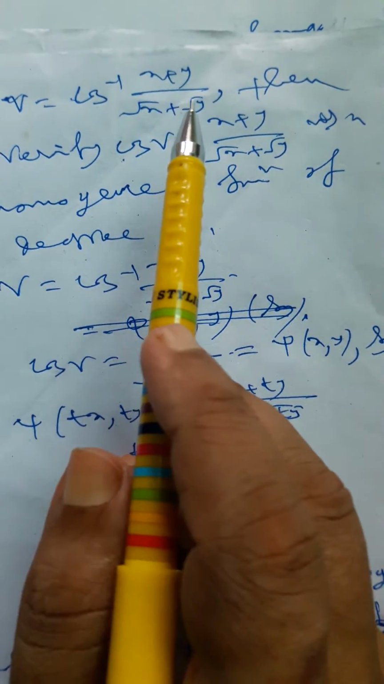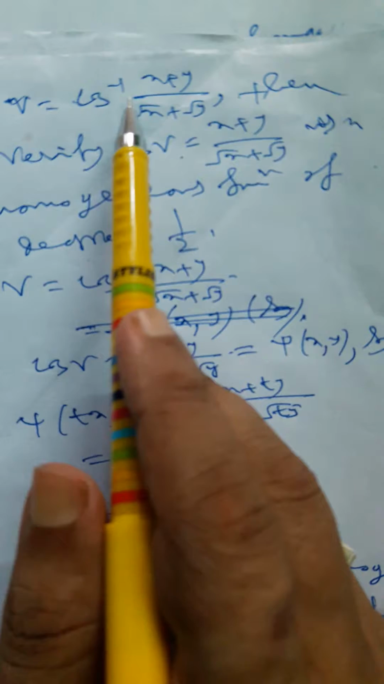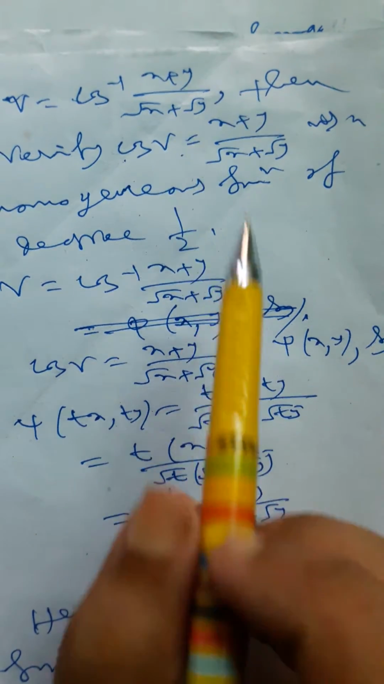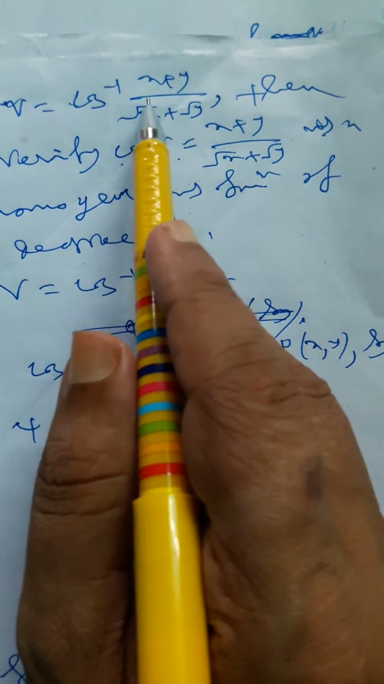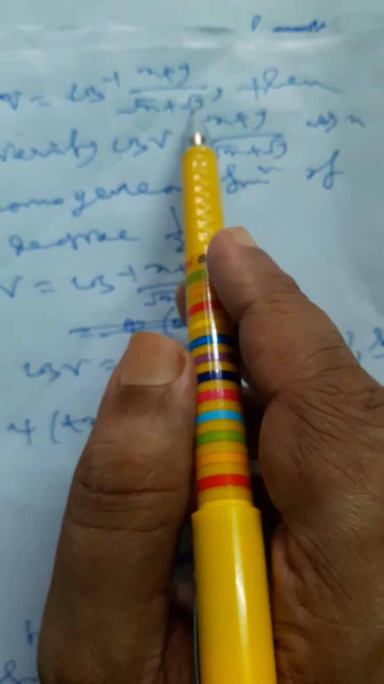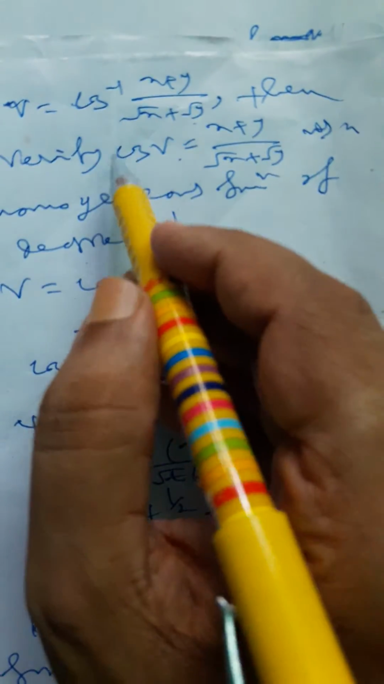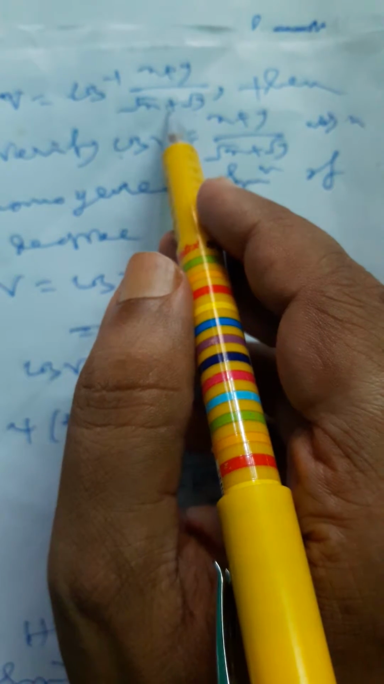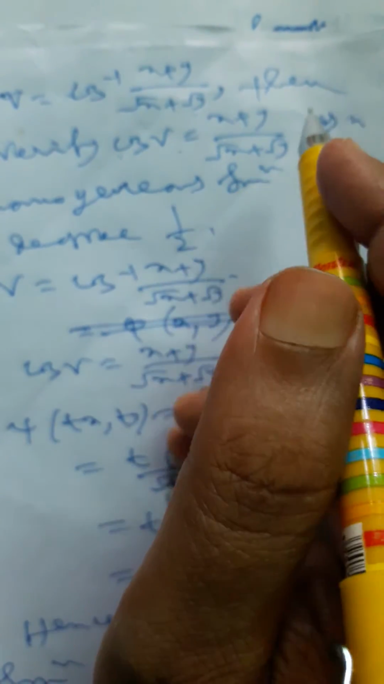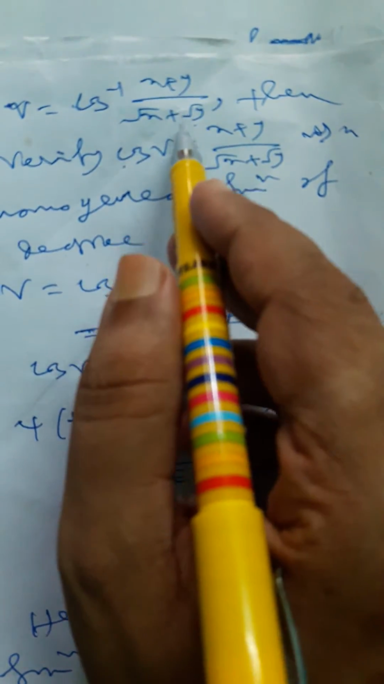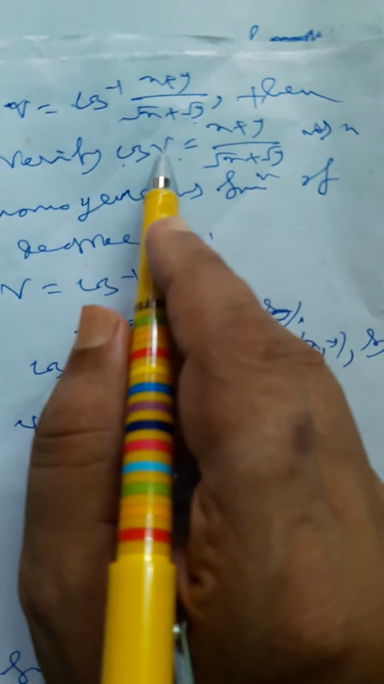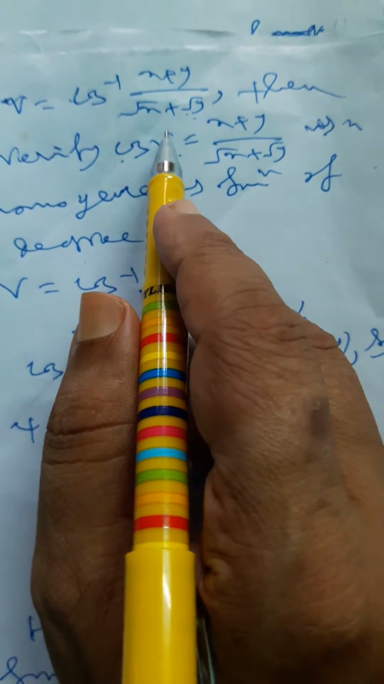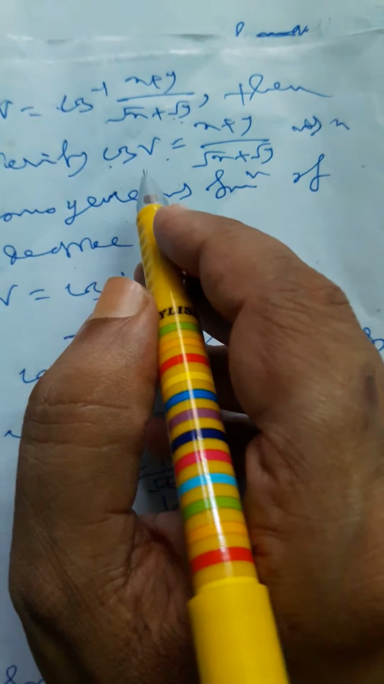Okay, if we are taking here (x plus y) by (x to the power 1 by 3 plus y to the power 1 by 3), then cos v equals (x plus y) by (x to the power 1 by 3 plus y to the power 1 by 3), and finally we will find t to the power 1 minus 1 by 3, that is t to the power 2 by 3. So it is a homogeneous equation of x, y with degree 2 by 3. So in this way we can get different types of homogeneous functions of different degrees.